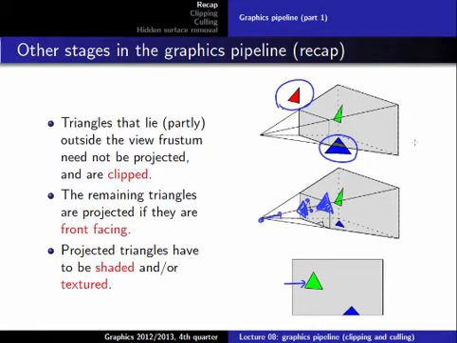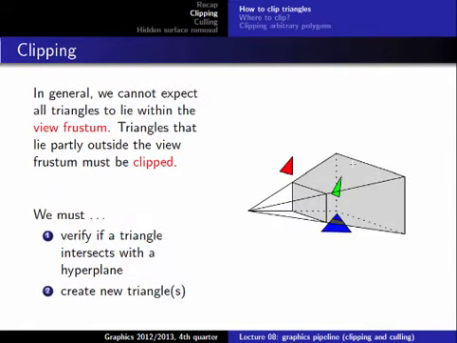But let's first start with this case, where a triangle is partly inside the view frustum and partly outside of the view frustum. Like I said, the way we're dealing with it is called clipping. And to do this, first of all, of course, we have to find those triangles.